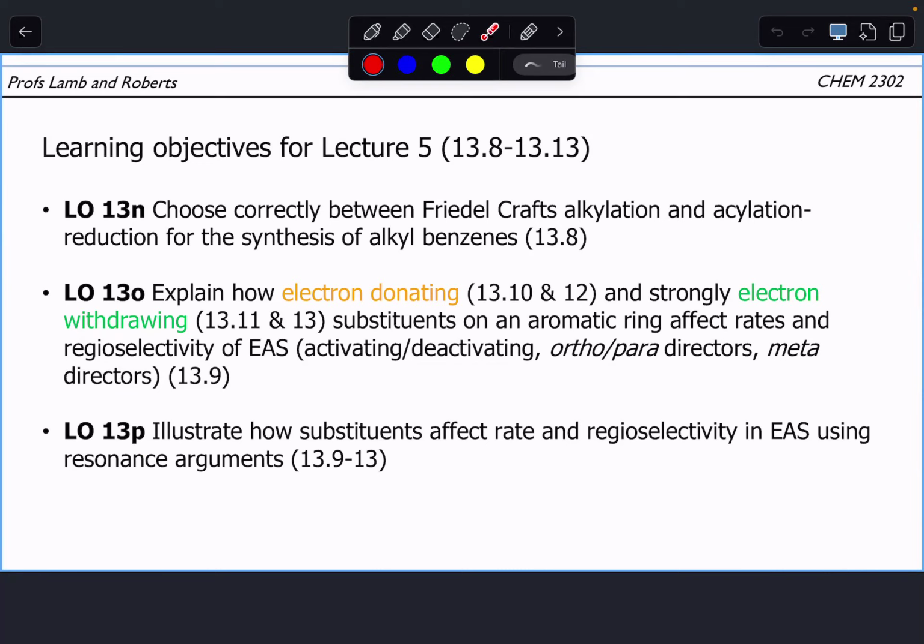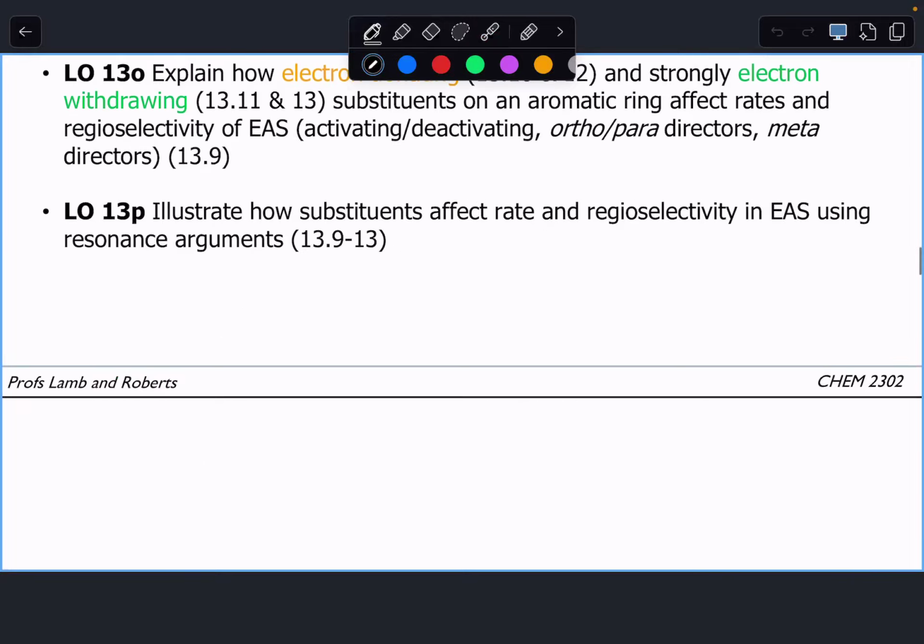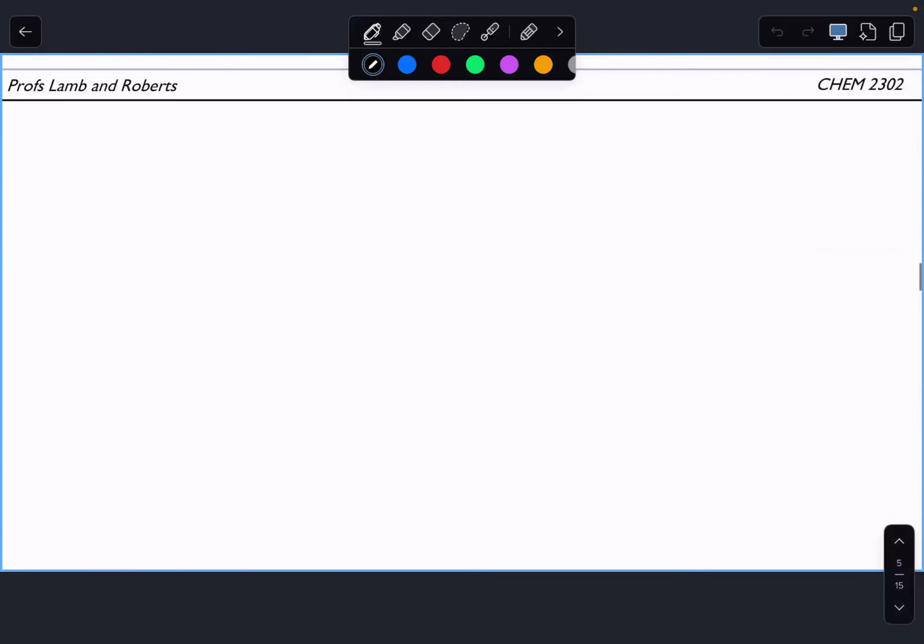And then the bulk of today's lecture, we're going to be talking about electron donating groups and electron withdrawing groups and how that affects electrophilic aromatic substitution, especially using resonance arguments. So these last 2 go together, but resonance is important enough that we wanted it to be its own learning objective.